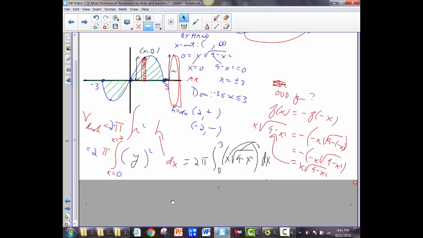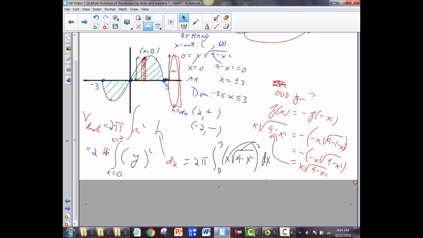And as you can tell from this, obviously this has the same area as this. It's a symmetric figure. So the volume I get when I rotate just this piece of it is the same volume I'll get when I rotate that piece. So what I'm doing is just saying, you know what, I'm just going to go 2 times 0 to 3 as opposed to -3 to 3.